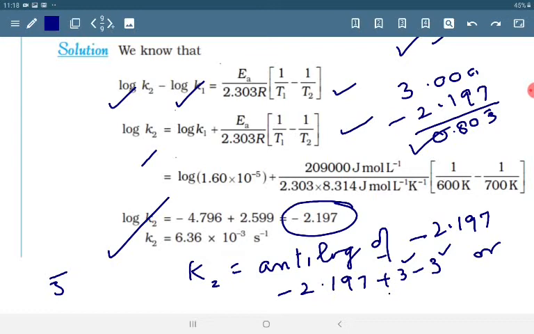Okay, so we have to see log tables, 0.80 under 3. Antilog tables, 0.80 under 3. So that will come out to be 6.36 and 10 raised to power minus 3. It comes from here because 3 bar is there, so 10 raised to power minus 3. So this is the answer.